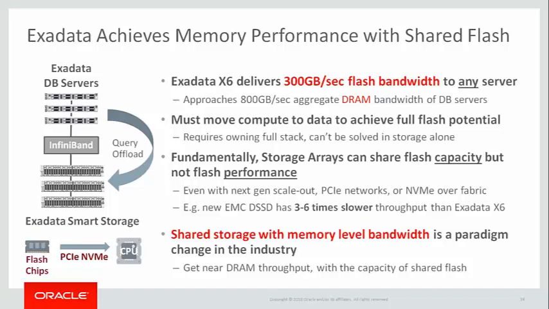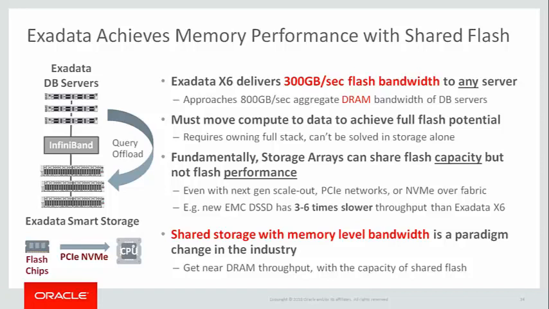Exadata is able to achieve this because we own a full stack. You can't achieve this level of performance if you don't own a full stack. You must move compute to data, the offload feature, for anyone to achieve this performance, and that's why this cannot be solved in the storage alone. In a nutshell, storage arrays can share the flash capacity, but not really the flash performance. The capacity can be shared, but the performance really cannot be shared because of the bottlenecks that we just saw.